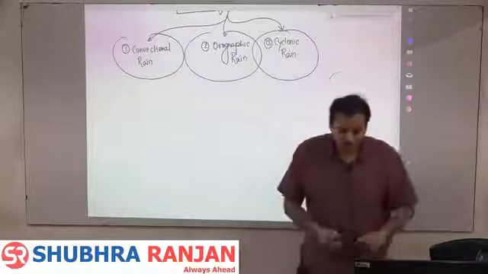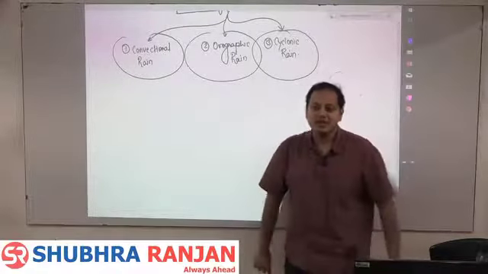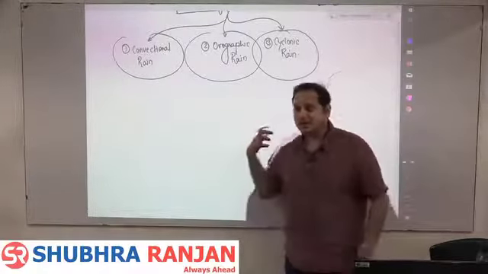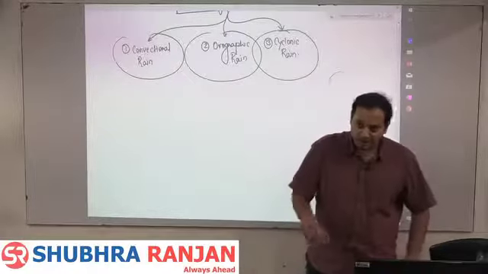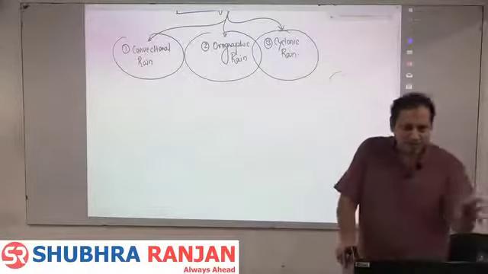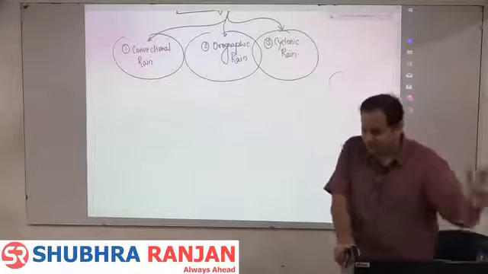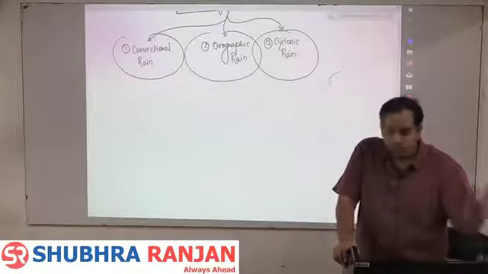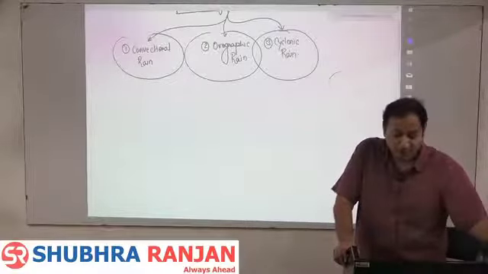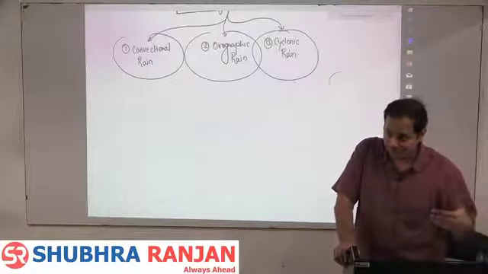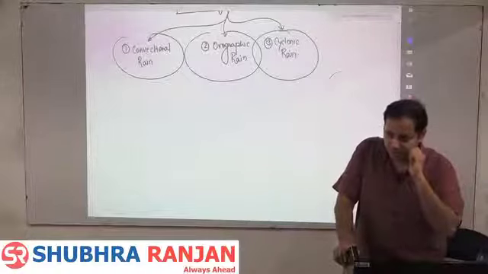only in the afternoon, occurs only in the summer season, and occurs in the continental interiors. Continental interiors never will occur in the regions which are having moderate or maritime climate. Kerala will never have convectional rainfall. Fine. Coastal regions will never have convectional rainfall, but interiors have the convectional rainfall. North India has the convectional rainfall.